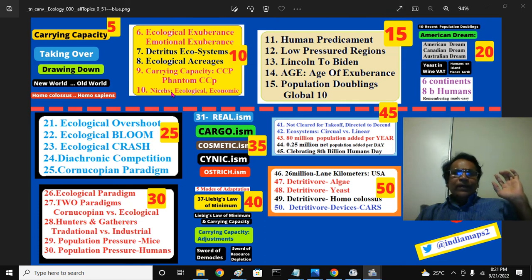What are the various ecological niches, social niches, political niches? What is the human predicament? A humongous 8 billion people, planet Earth, all depleted resources. That is the human predicament. Population during the time of Lincoln assassination in 1865 to Biden today, US President, 35 million to almost 330 million or so.